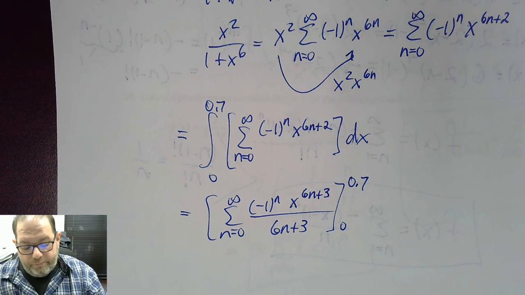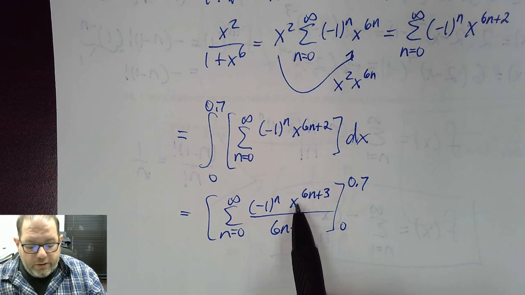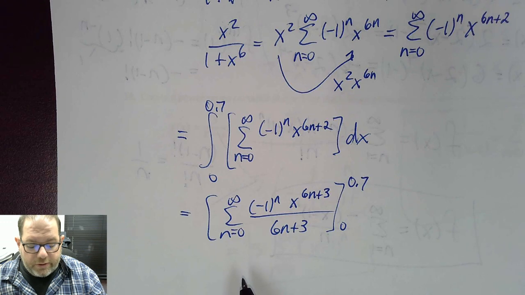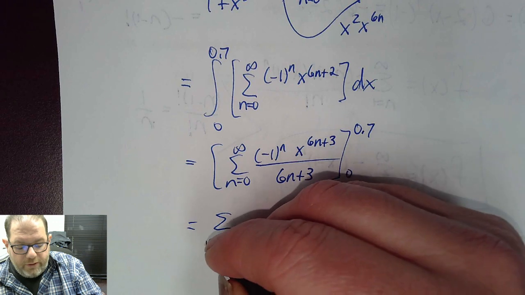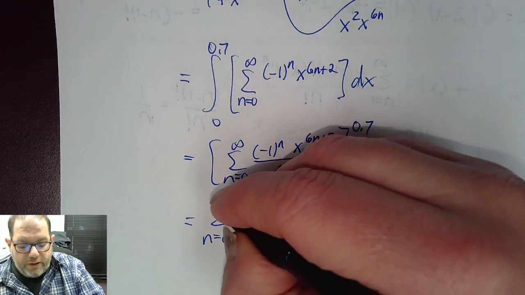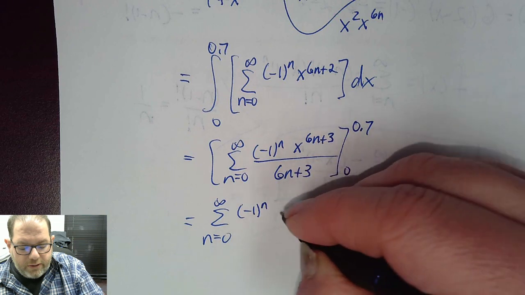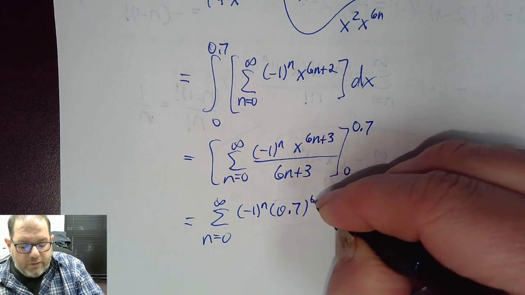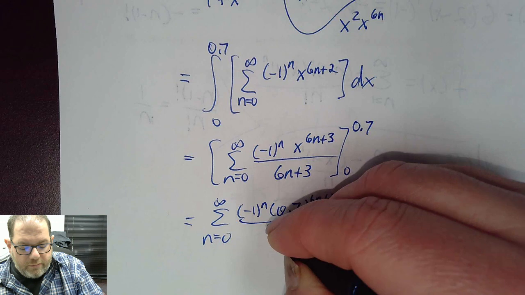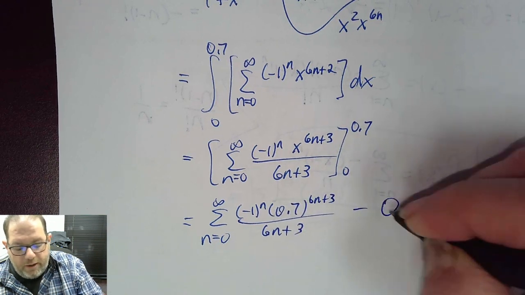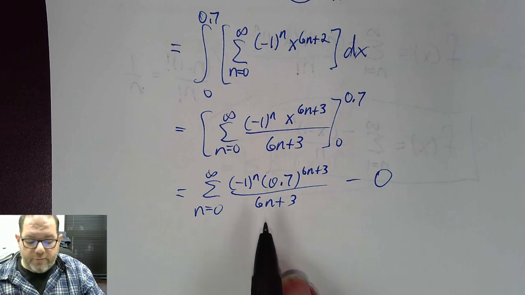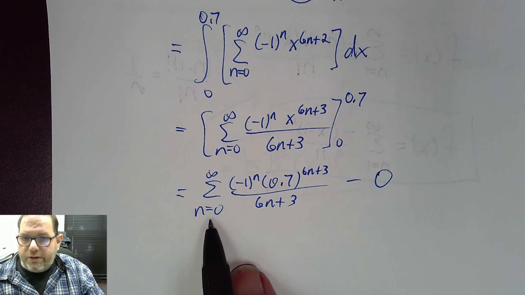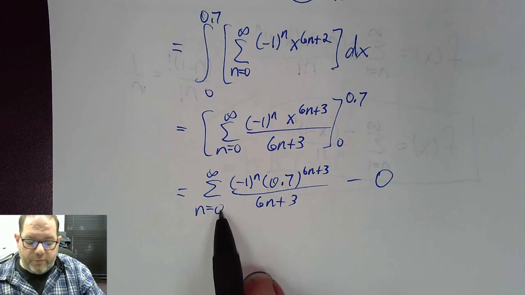Now, we know that if we plug in 0 for x, that's just going to zero out the whole thing. Okay. So now we really just have to plug in the 0.7. So the sum n equals 0 to infinity of negative 1 to the n times 0.7 to the 6n plus 3 over 6n plus 3 minus 0. And now we just want to look at the first three terms of this series. Now the first three terms means n equals 0, n equals 1, and n equals 2. So first three terms starting from this point.